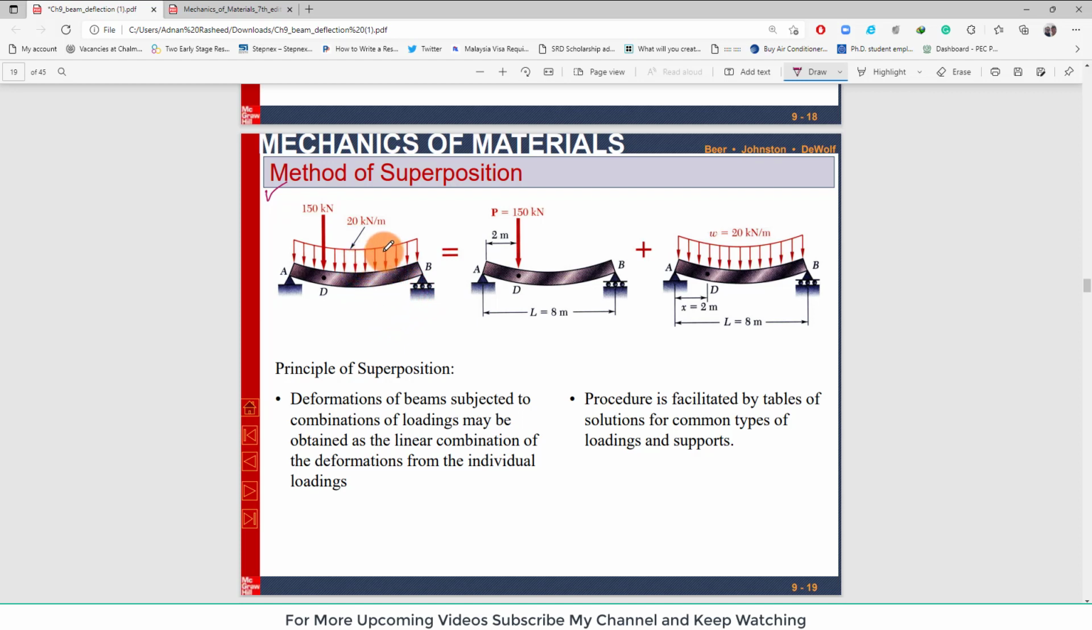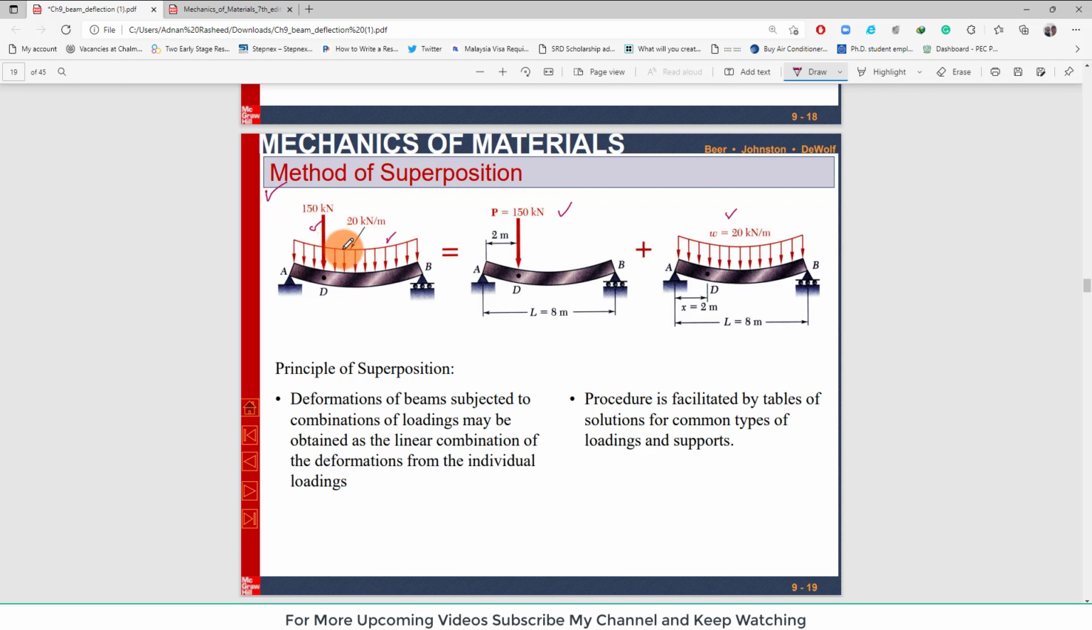So, you can see that there are two stimuli, that is a concentrated load and a uniformly distributed load. So the effect of these two stimuli will be equal to the sum of the effect of this stimulus and this stimulus. Clear? Or we can also define the method of superposition as the load effect that is caused by two or more loadings. So you can see there are two or more loadings.